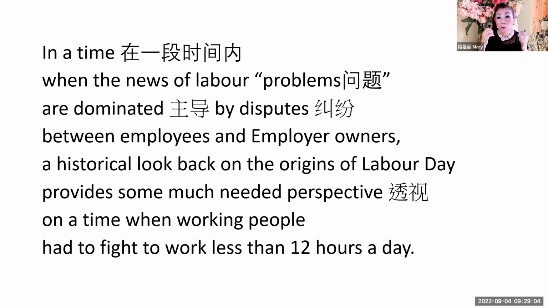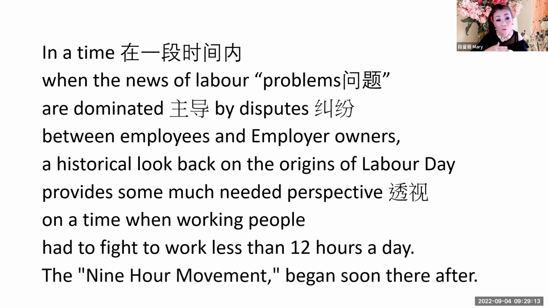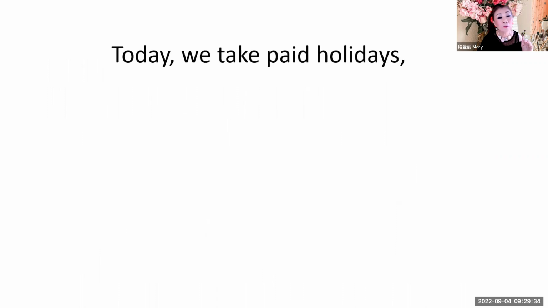working people worked 12 hours a day. So they wanted to fight for fewer hours a day. Now we have 8 hours a day, right? And then there was 12 hours a day. The 9-hour movement, they just wanted 9 hours a day. They wanted to reduce from 12 hours to 9 hours every day, began soon thereafter. We don't need to worry about this word, first listen to the story.